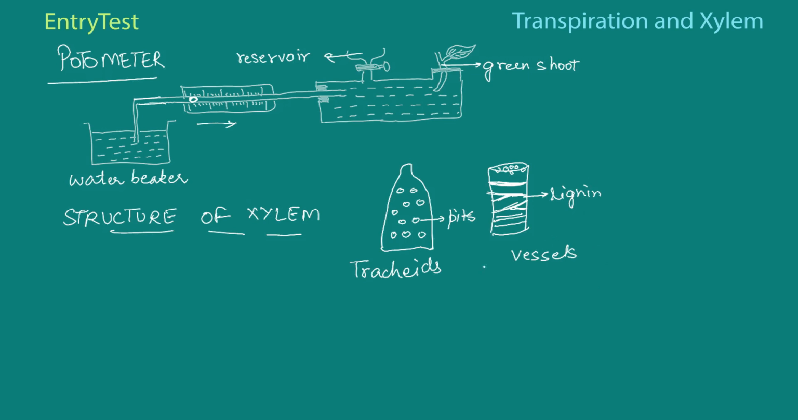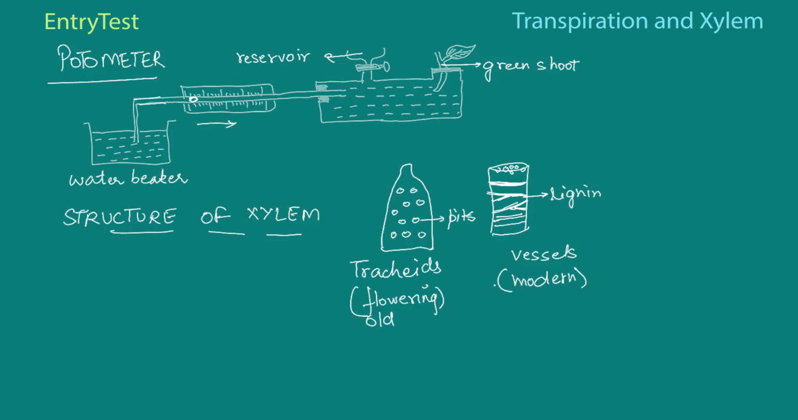Now, one more important difference between tracheids and vessels is that tracheids were there in the ancient flowering plants. The ancient flowering plants, the old ones, they had only the tracheids, not the vessels. So vessels are part of evolution. And the modern flowering plants, the ones that we can find nowadays, have only vessels. So the modern plants have vessels while the old ones had tracheids.